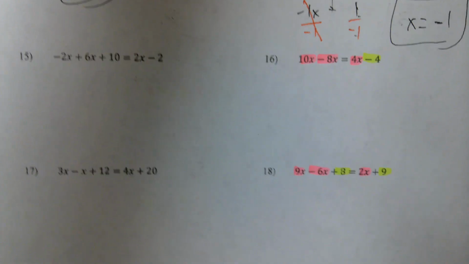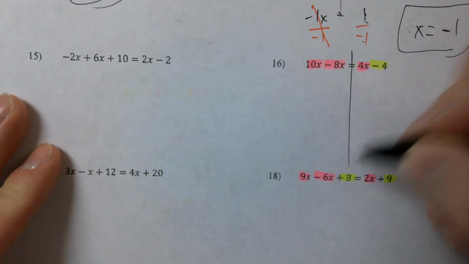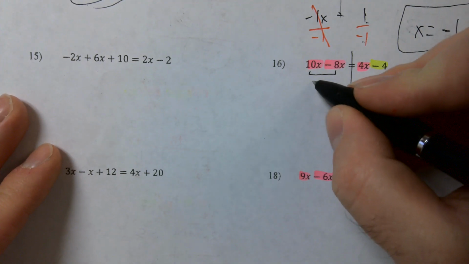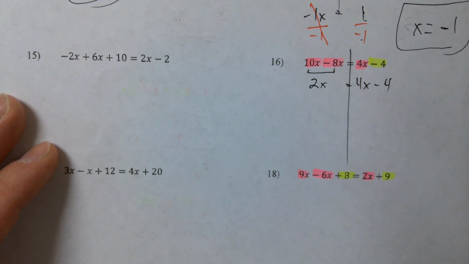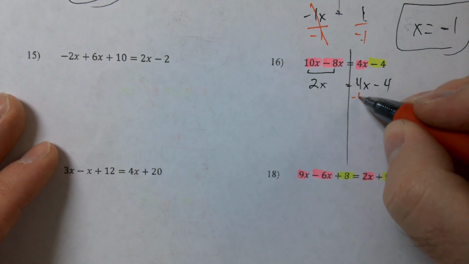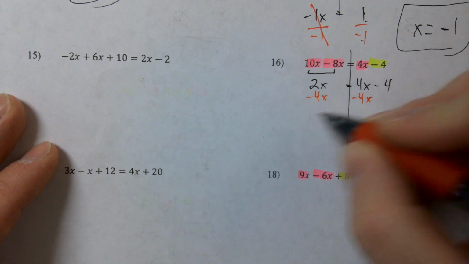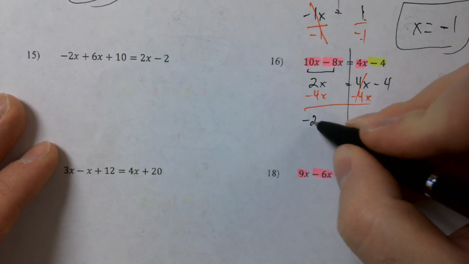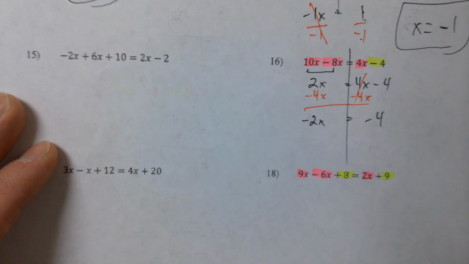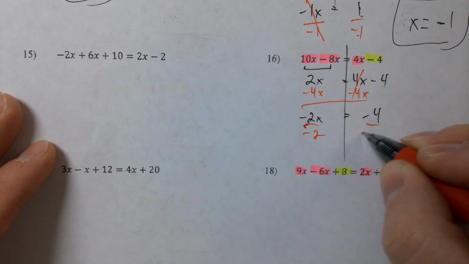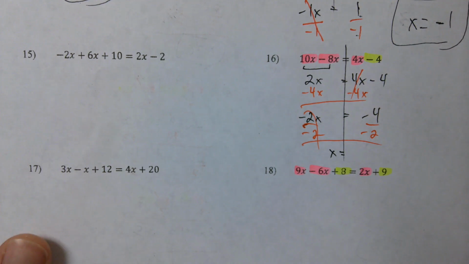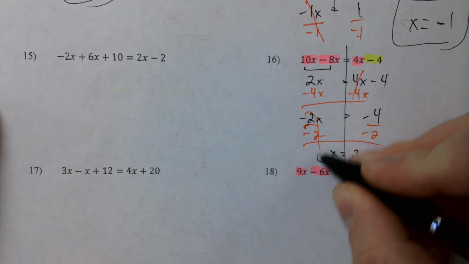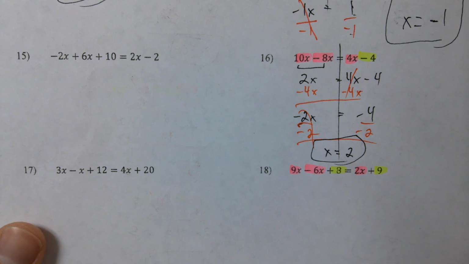Number 16, again, we want to combine like terms first. 10x minus 8x is 2x. I'm going to bring this 4x over by subtracting it. And then I'm going to divide by negative 2. What's negative 4 divided by negative 2? Positive 2. Good.